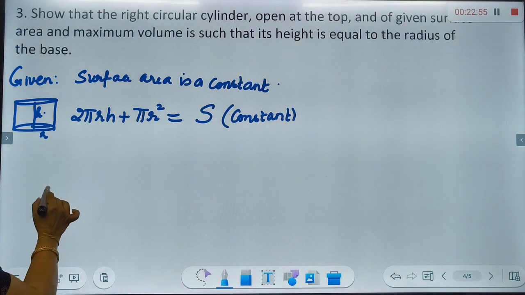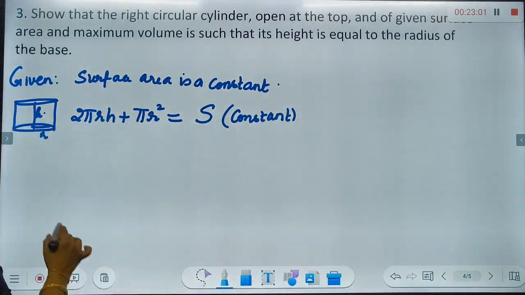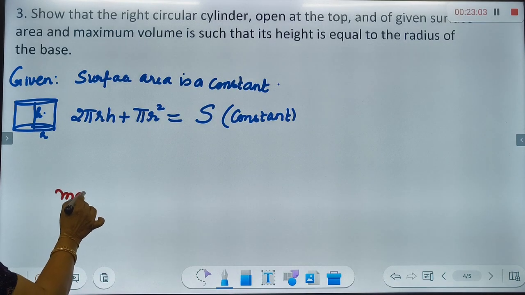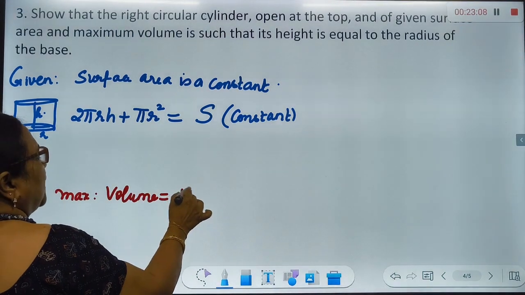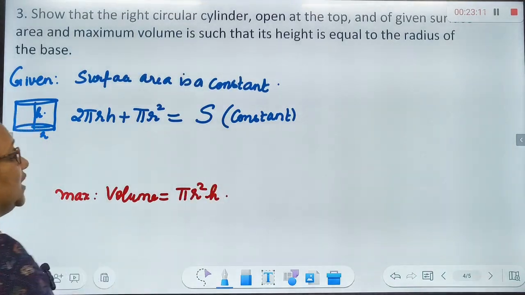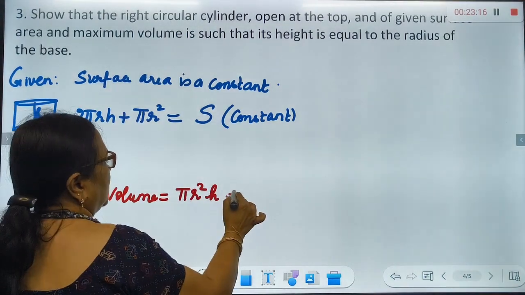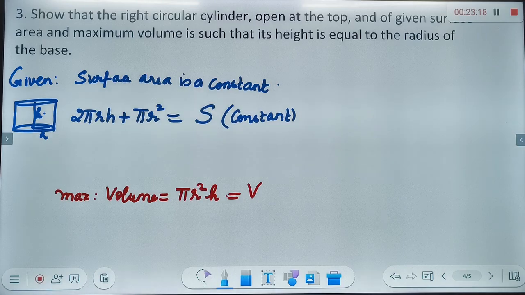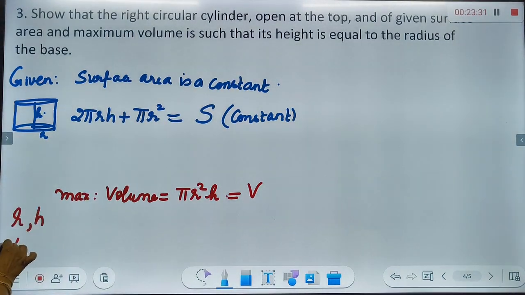Okay. Now what is it that you need to maximize? You have to maximize the volume. Volume is pi r square h. In fact, you have to prove when V is maximum, we'll call this V, then height is equal to the radius of the base, that is h is equal to r. We have to prove h is equal to r when V is maximum. Now, it is a function of two variables. R and H are variables.